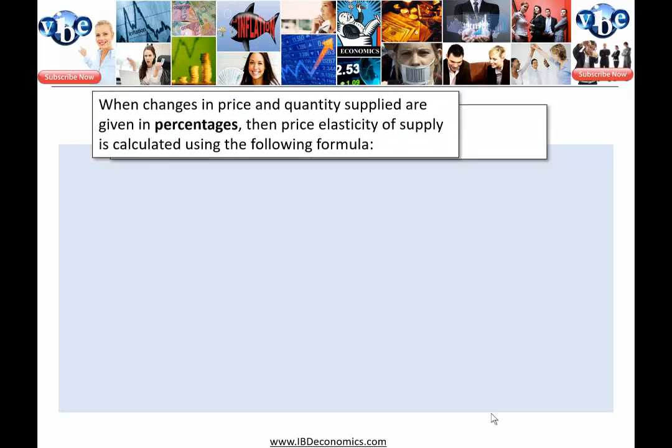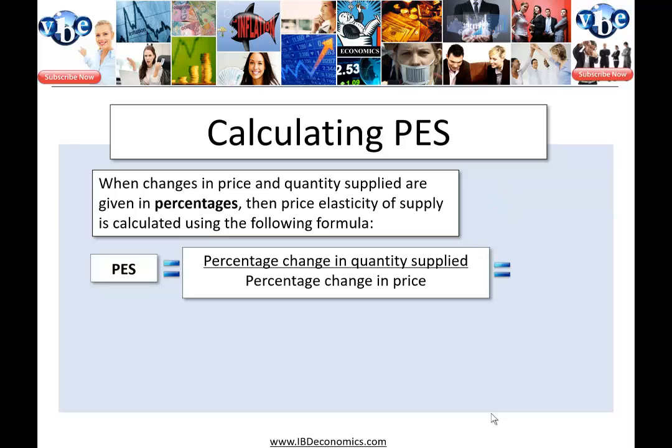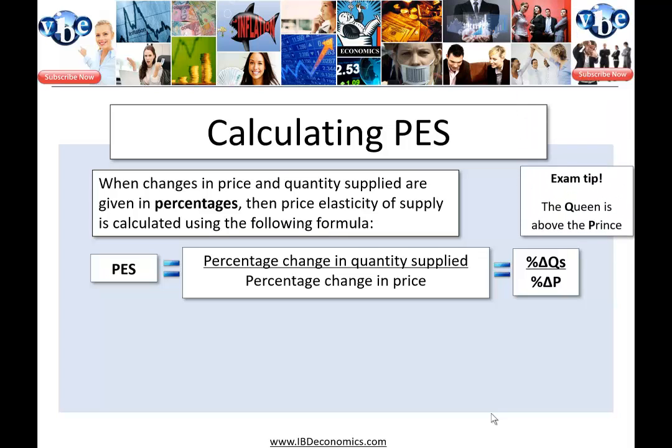Okay, calculating PES. Now again, we're after percentages here. And our formula is percentage change in quantity supplied divided by the percentage change in price. So that's Q over P. Exam mnemonic works again: the queen is above the prince. Quantity is the top line. Price is the bottom line.